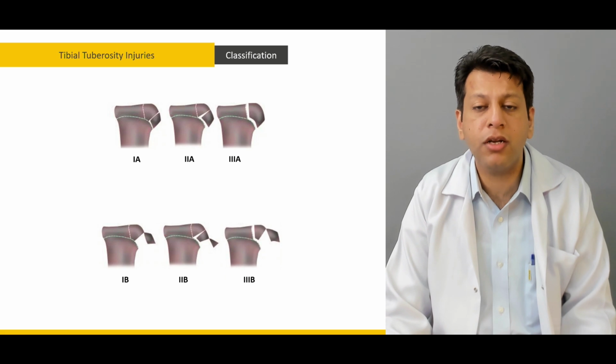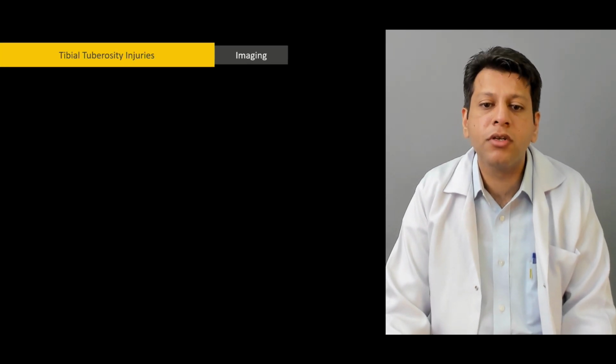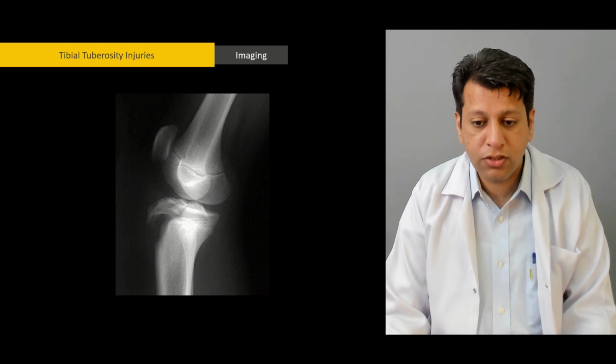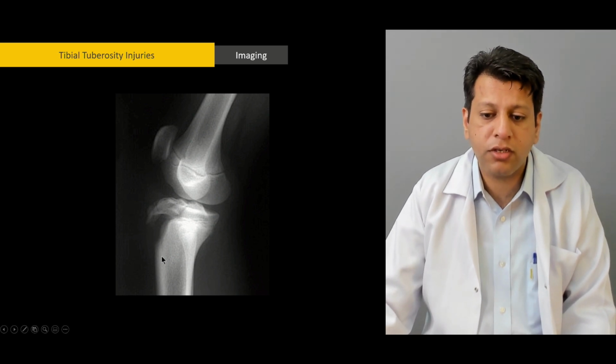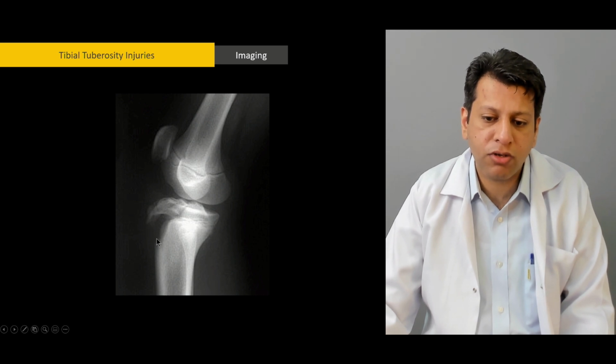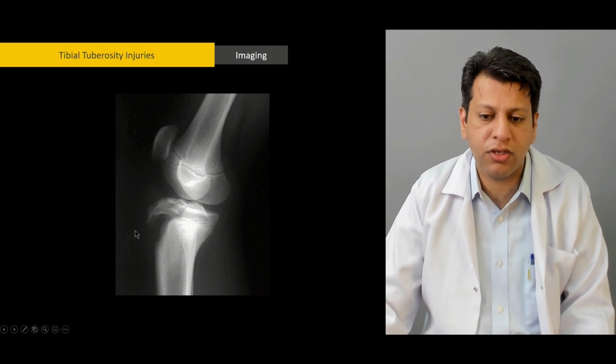It could be 2B or 3B fractures. Now coming to the tibial tuberosity injuries, what is important over here is that you can appreciate the tibial physis involving some part of the epiphysis as well, and there is actually a tibial tuberosity avulsion fracture as well, which can be appreciated right over here.